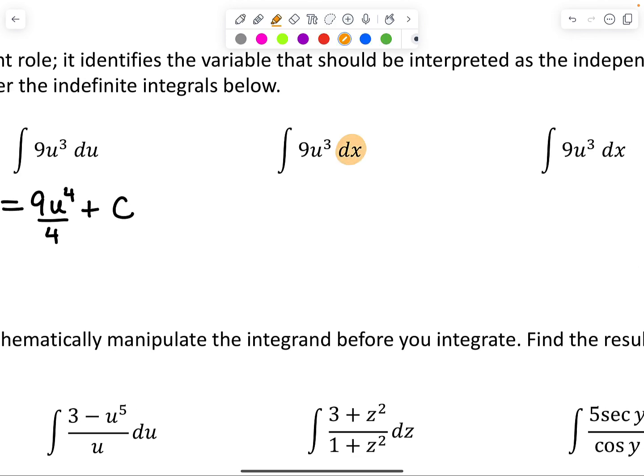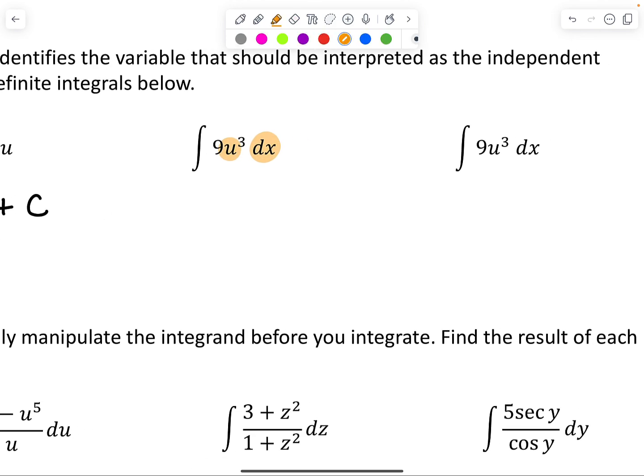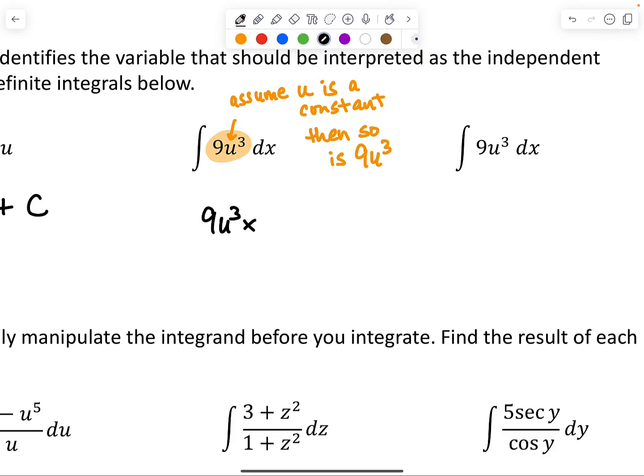This dx doesn't match this u. And notice that we have the same scenario again. We do not know how to anti-differentiate this if I do not know what u is, or what it represents. If we assume that u is a constant, that means all of this is a constant. So then so is 9u cubed. And when you integrate a constant with respect to x, you get that constant times x, and then plus c.